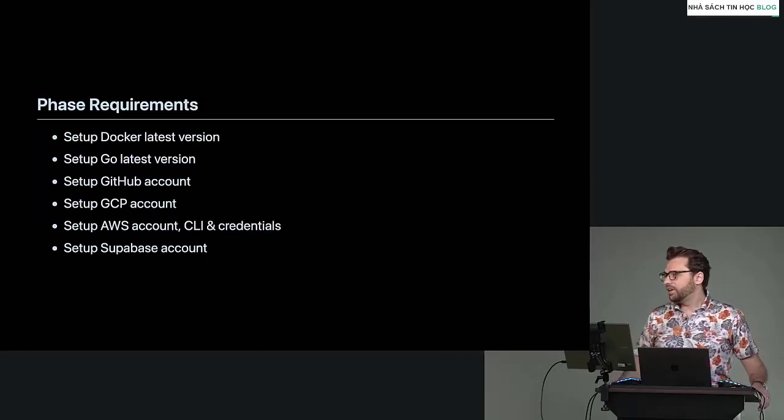So we are going to take a quick second here. I just want to make sure that everyone at least has this stuff set up. There are some requirements here to make sure that we can all get through this together. The first one is just make sure that you have Docker set up. Make sure that you've got Go installed. Make sure that you've got a GitHub account. Make sure that you've got your GCP account. Make sure that you've got your AWS account and credentials. And then also make sure that you've got a Supabase account. So before I begin, I don't mind taking some time to make sure that everyone has all of that stuff set up. So does anyone need any help with any of that stuff?